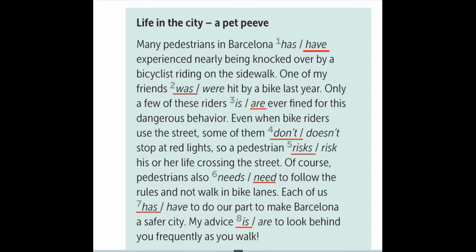All right? Number 7, again the expression each of us. You see? Each of, we use the verb agreeing with the subject in the singular form. I say each of us has, right? And the last one, my advice, uncountable noun. We use the verb in the singular form to agree with the word that is in the singular, uncountable, right?